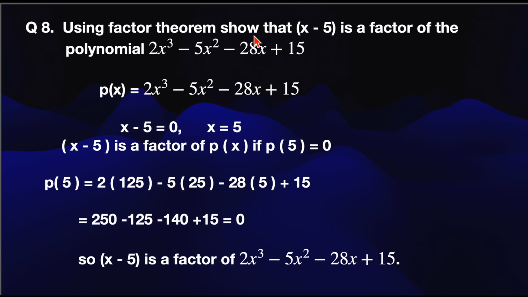Using factor theorem, show that x minus 5 is a factor of the polynomial. Same type of sum. Put x minus 5 is equal to 0. Value of x is 5. In this polynomial, put x is equal to 5. Simplify this. Open the bracket. If you solve this, you get the value 0. Therefore, x minus 5 is a factor.